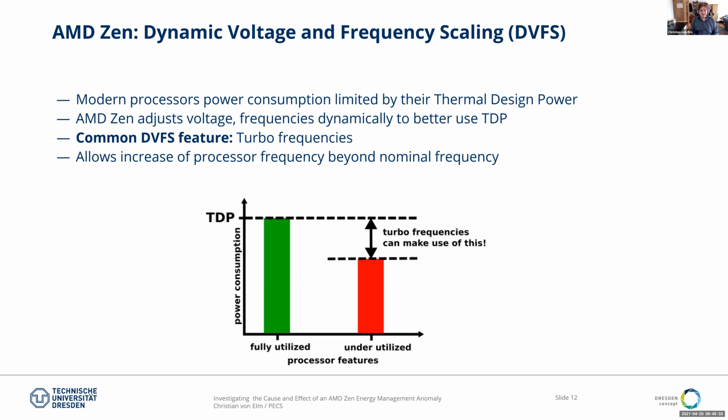nominal frequency. How this works can be seen in the graphic below, where if the processor features are fully utilized, we are using every core and every instruction to its fullest, the power consumption of a processor should be roughly equivalent to the thermal design power. However, if the processor is underutilized, the thermal design power is often not completely used. And here we can use turbo frequencies to make use of what's left of the thermal design power.